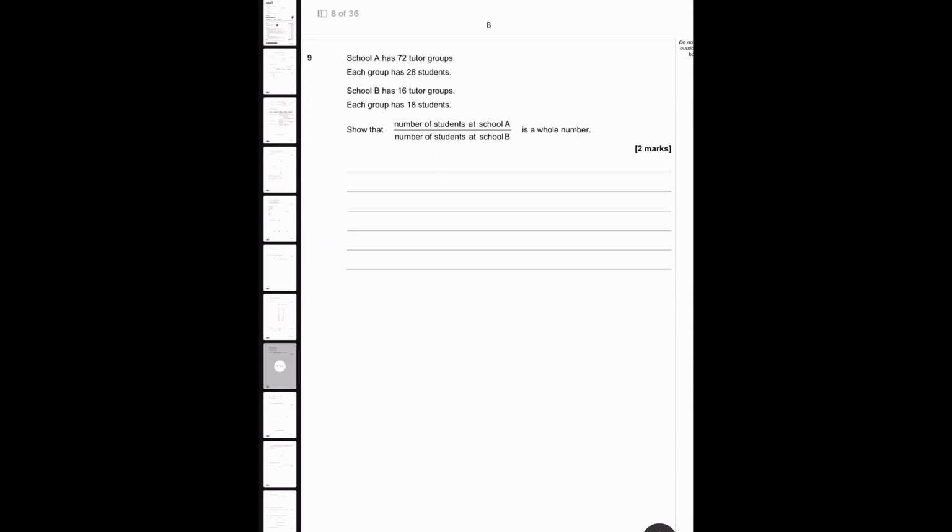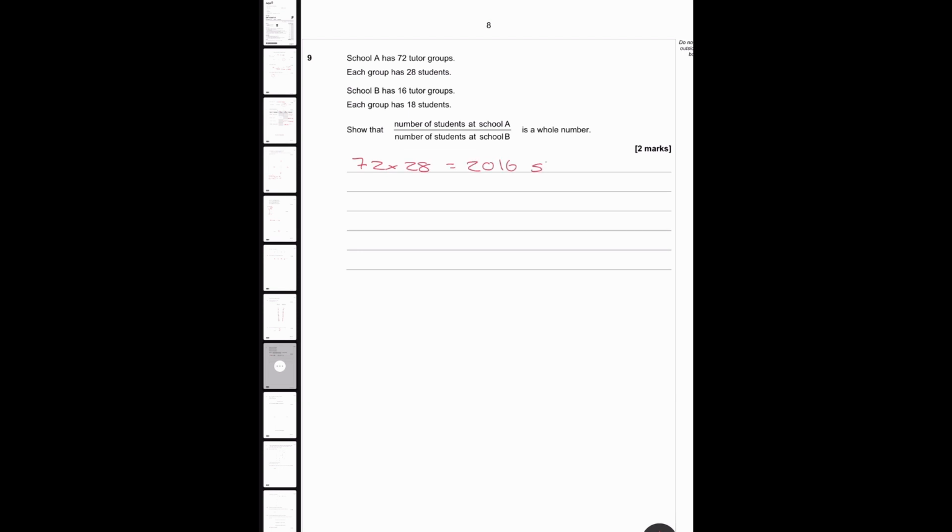Question 9 says that School A has 42 tutor groups and each group has 28 students. School B has 16 tutor groups and each group has 18 students. Show that the number of students in School A over the number of students in School B is a whole number. To do this, we're going to work out how many pupils School A has, and then we're going to work out how many people School B has.